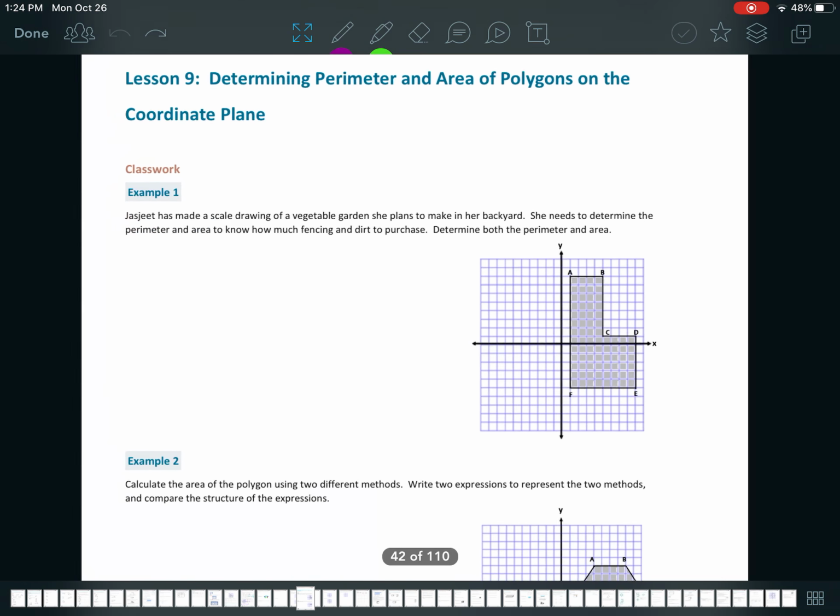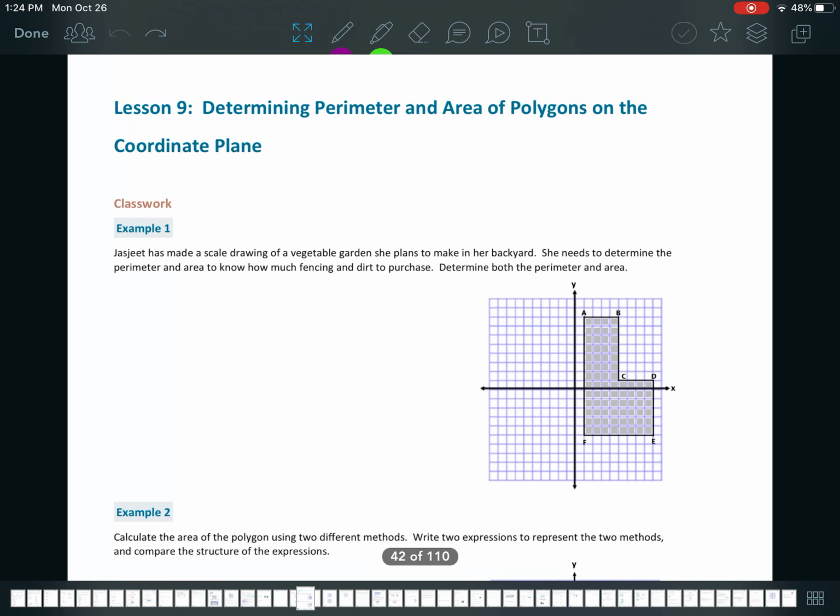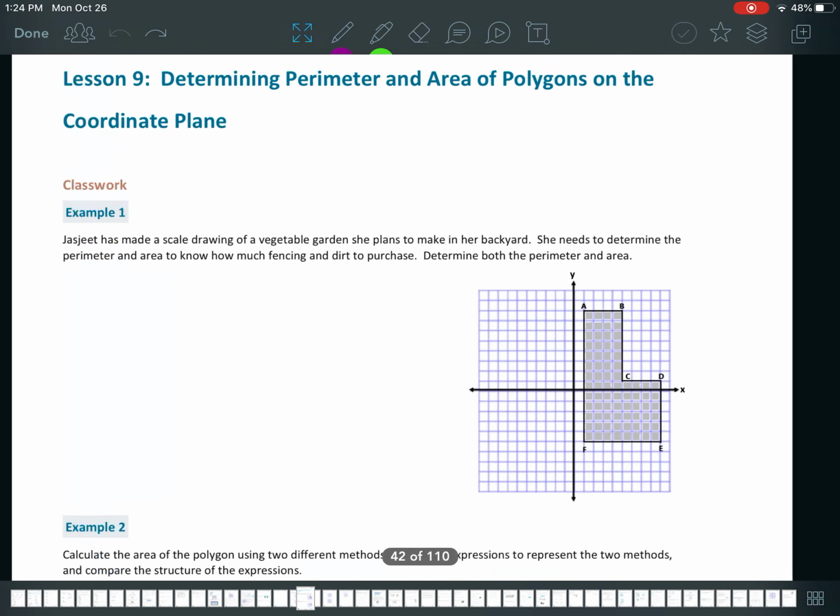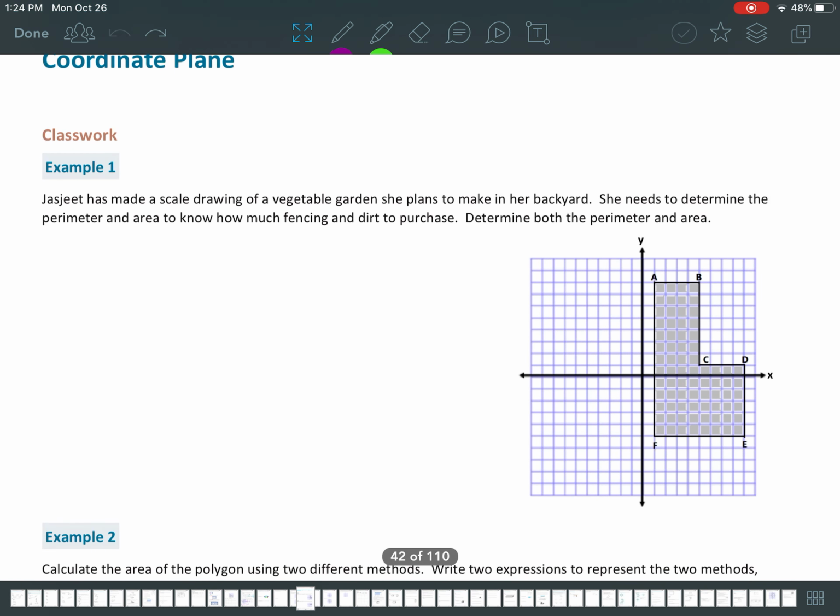Today we are doing lesson 9, determining perimeter and area of polygons on the coordinate plane. Jazit has made a scale drawing of a vegetable garden she plans to make in her backyard. She needs to determine the perimeter and area to know how much fencing and dirt to buy. Determine both the perimeter and the area.